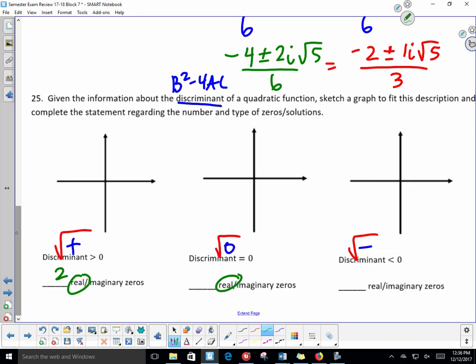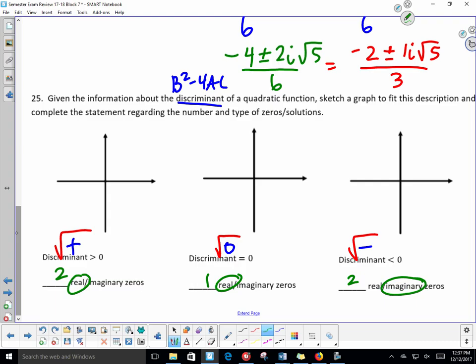It's real. How many real? Sam? 1. And what if it was negative? How many, Bella? 2. What type? Imaginary. Okay. To sketch a graph, this was directly from the front page of your 2629 test.